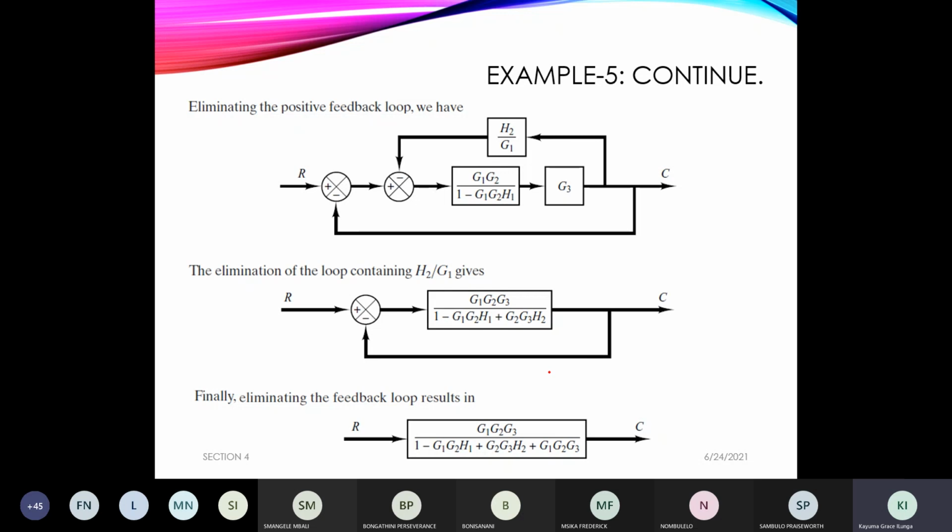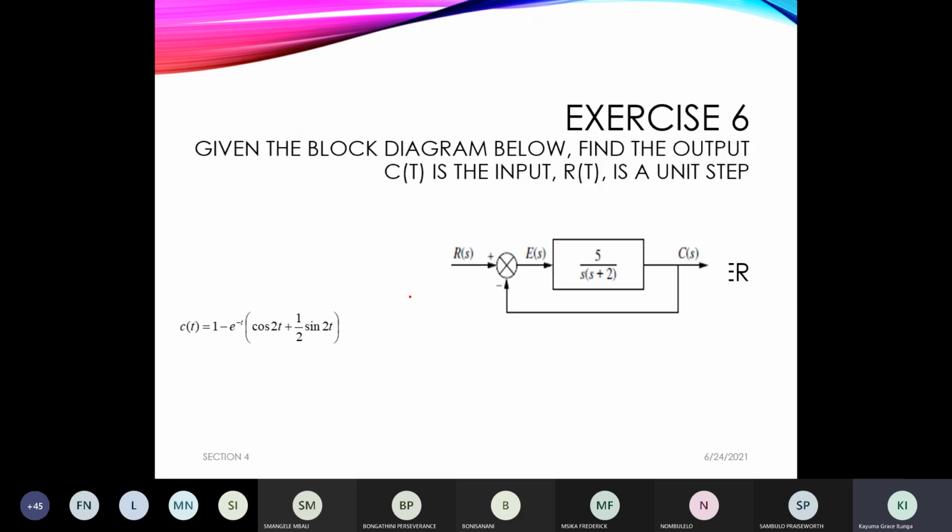Then after that, we can go back and we have a unit feedback. If they wanted it in the form of unit feedback, we can stop here. But because they say we have to simplify it, it's just to find the final transfer function. That's why we also simplify this. We eliminate also this last feedback, the unit feedback.